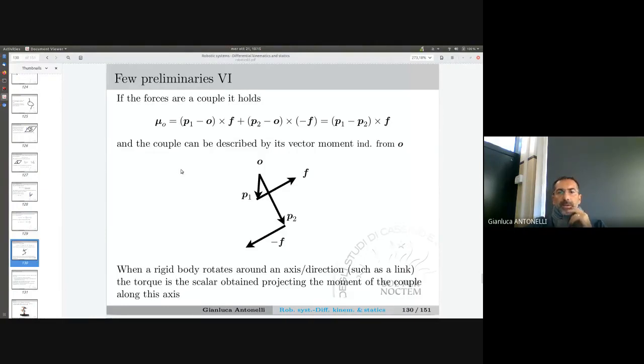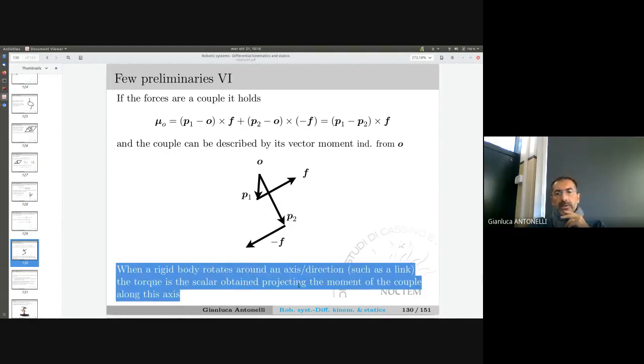If I have two forces, the moment is given by the vector connecting the positions of the two forces, cross multiplied with one of the two, if this is a couple. If this is a couple, it means that they have the same magnitude, which is why here it is written F and minus F. Now, when I have a rigid body rotating around a certain direction or axis, like a robotic link, the torque is a scalar because it is the projection of the moment along the axis.